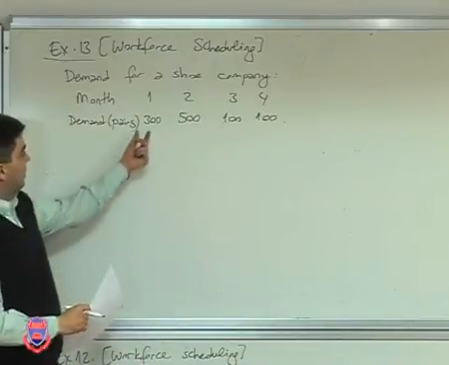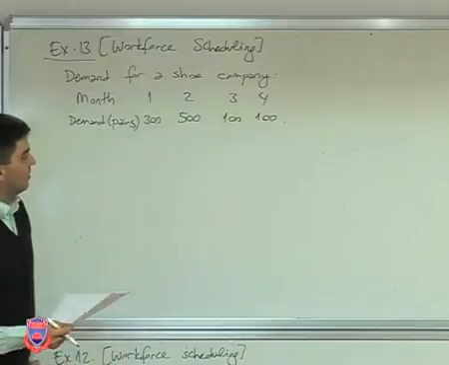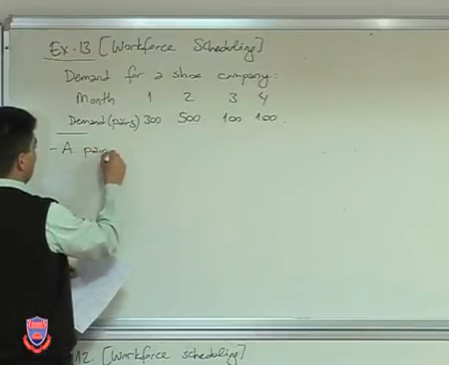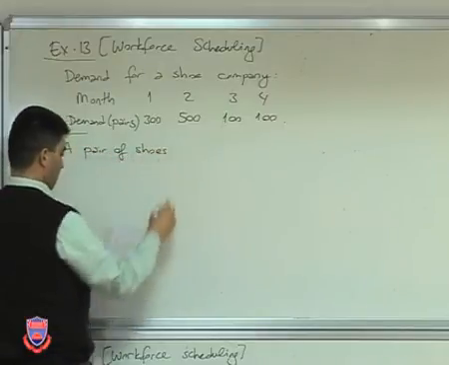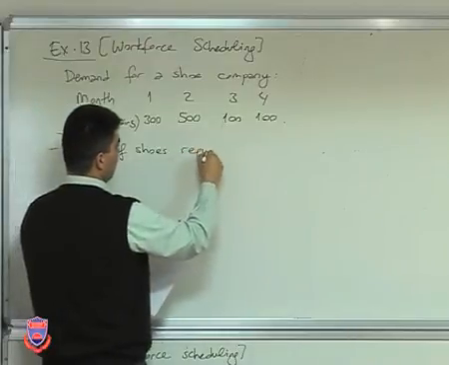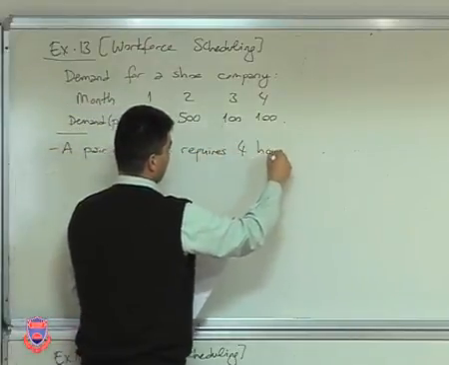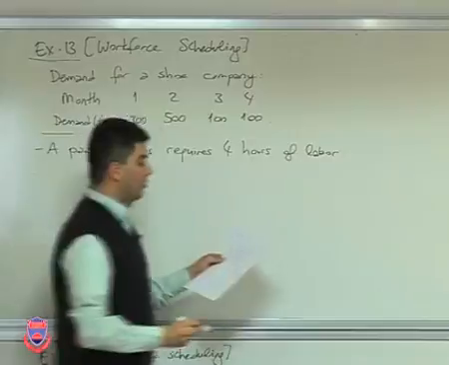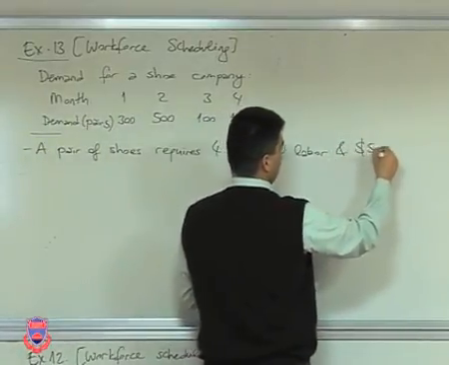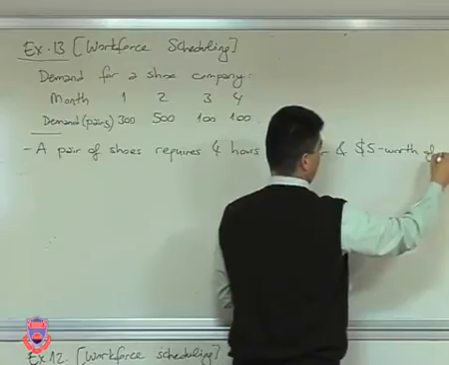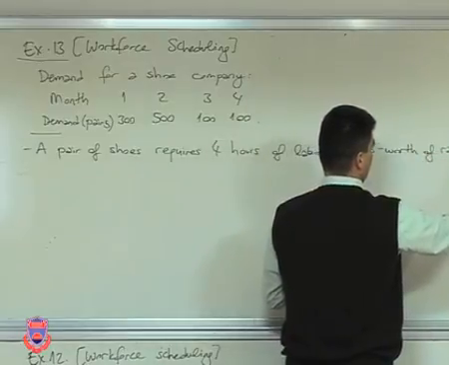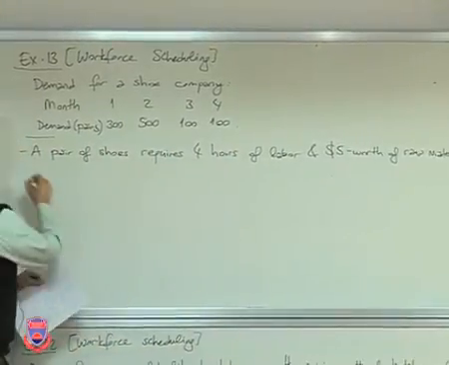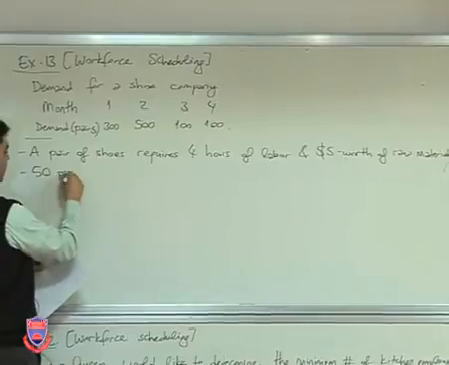Okay, so we have a demand of 300 pairs of shoes in the first month, 500 in the second month, and so on and so forth. And then we have the following information. So a pair of shoes requires 4 hours of labor and $5 worth of raw materials. Okay. We have 50 pairs of shoes in stock.